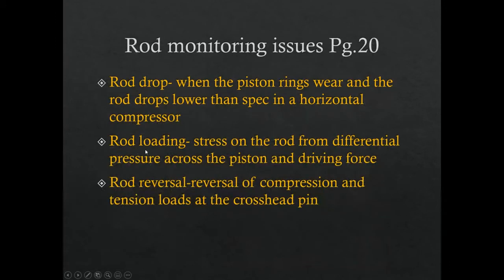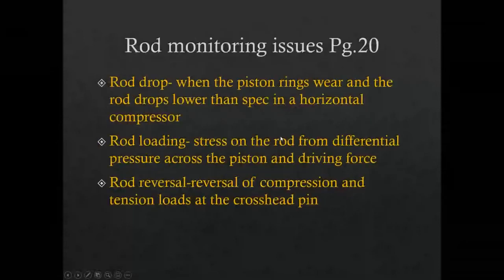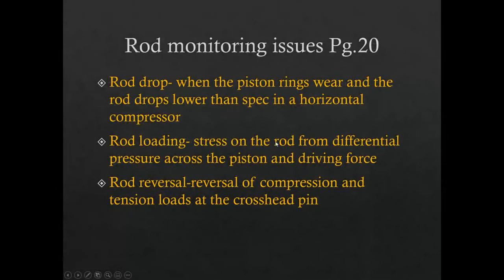Okay, second issue here that we talk about is called rod loading, which is stress on the rod from differential pressure across the piston and the driving force. So this is usually overcome with some type of an unloading mechanism that we discussed earlier. And then the third major problem here that we look at in terms of rod monitoring is something called rod reversal, which is defined as the reversal of compression and tension loads at the crosshead pin. And again, I'm not a super compressor guru here, but it has to do with what happens with the stresses placed on the crosshead. So again, general understanding of what are some potential issues with a reciprocating compressor here.